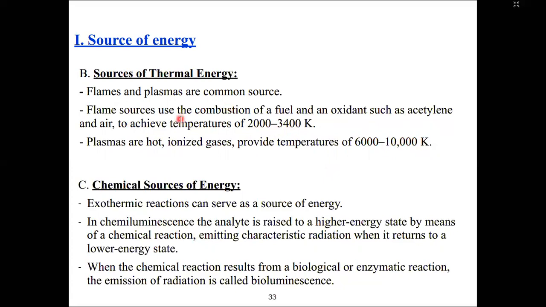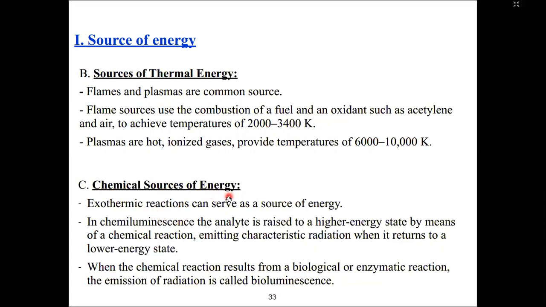When we discuss emission spectroscopy, atomic emission spectroscopy, we'll be discussing in detail the flame and plasma. The flame we might also discuss in the atomic absorption spectroscopy. However, the plasma we'll be discussing in atomic emission spectroscopy. These two are very powerful sources. They're very useful in emission technique.